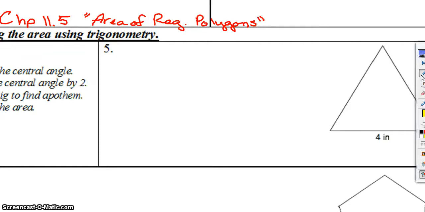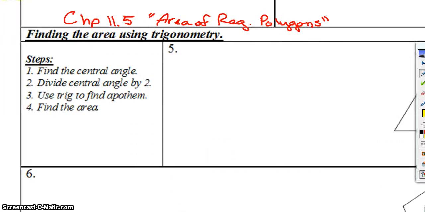Okay, in this section we're going to find the area of a regular polygon, and this is an extension of chapter 11.5. We did do this in class, but we are going to go through this just so you can have a little extra piece of information. So the steps, we talked about these.